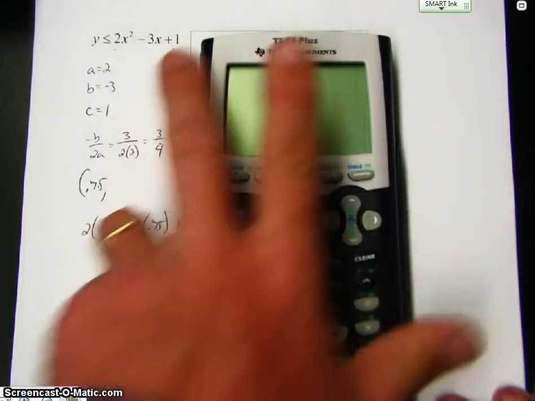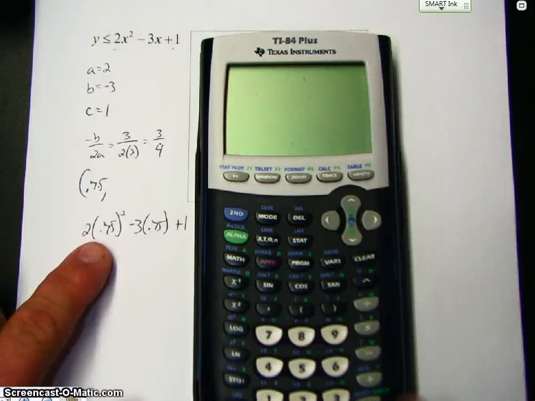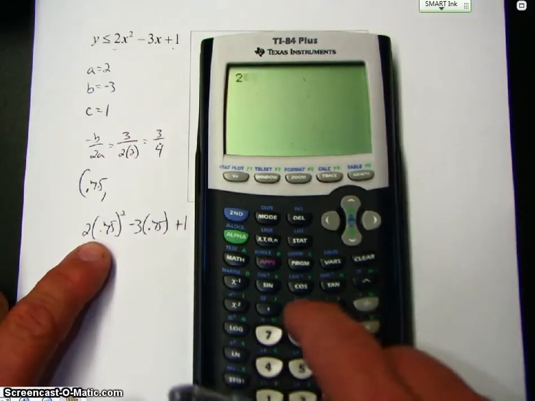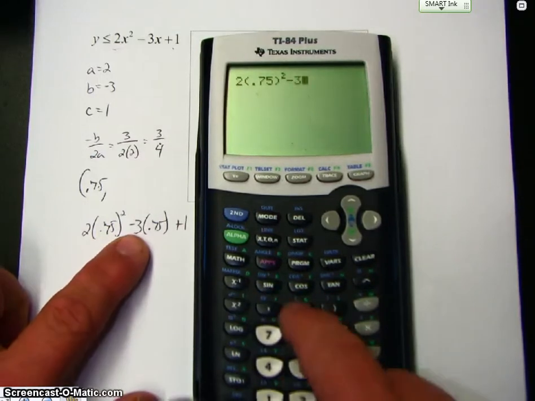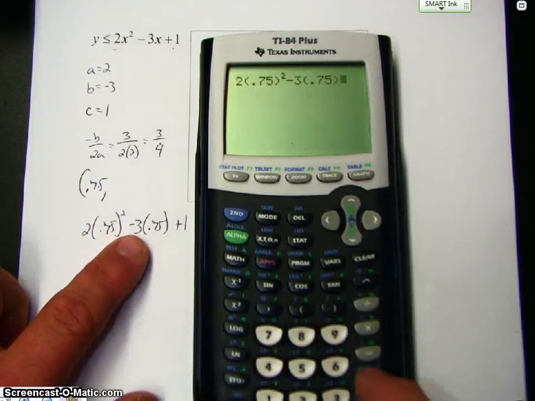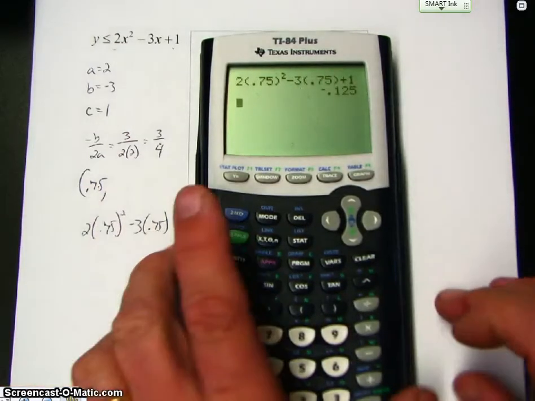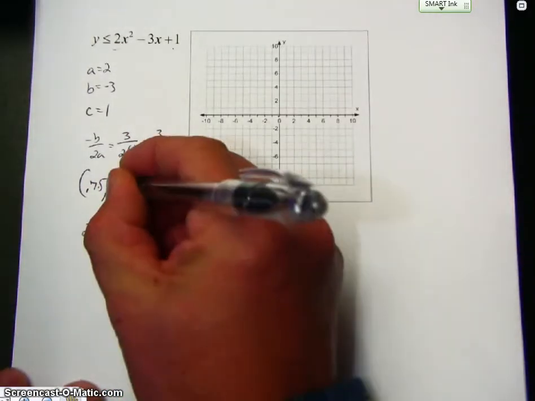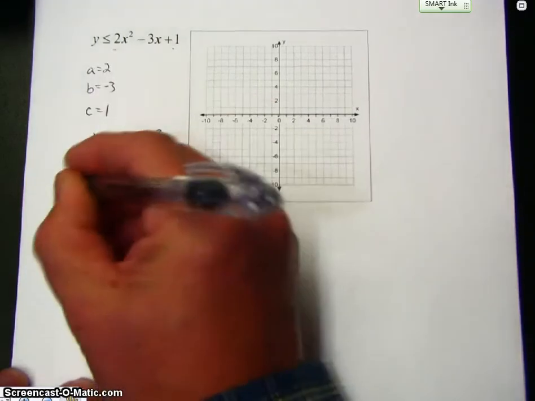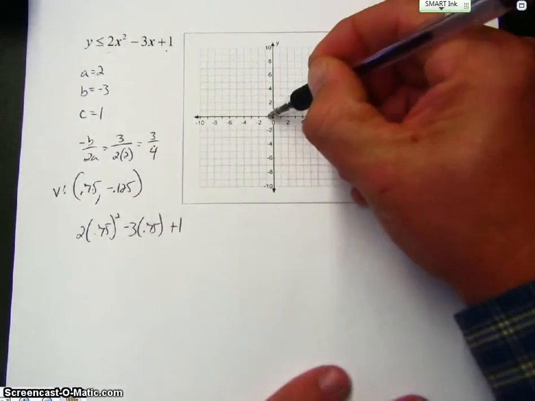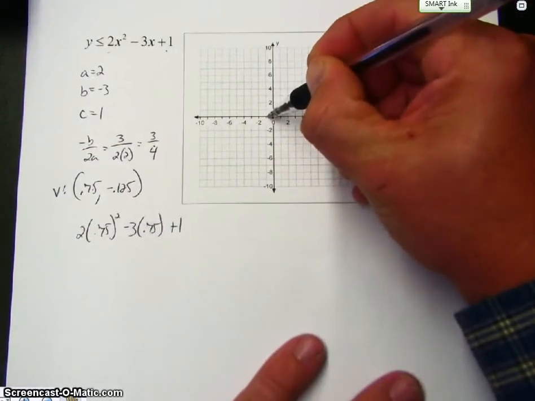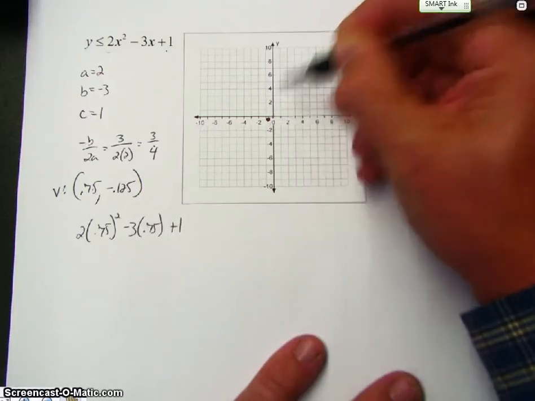You can use the graphing calculator. Put it in just the way it looks. We got 2 parenthesis 0.75 parenthesis square minus 3 parenthesis 0.75 parenthesis plus 1. I get negative 0.125. So there is my vertex. So let's approximate that. 0.75 is almost to 1. Negative 0.125 is just below the x-axis. So it's approximately somewhere in there.